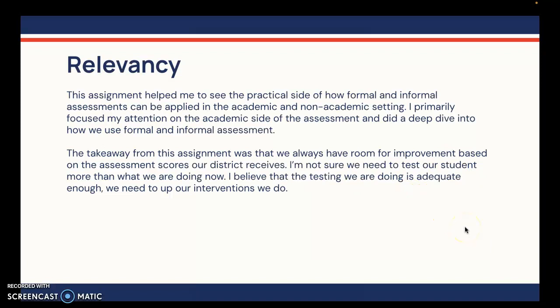So relevancy: this assignment helped me to see the practical side of how formal and informal assessment can be applied in academic and non-academic settings. I primarily focused my attention on the academic side, and that's what I did a deep dive into for formal and informal assessments. The biggest takeaway I got from this was we have room for improvement. We need help on our assessment scores in our district. I'm not sure that we need to add more tests. I think the tests and the programs we have right now are sufficient, but I believe what we're doing is adequate, and we just need to increase the amount of time for our interventions.